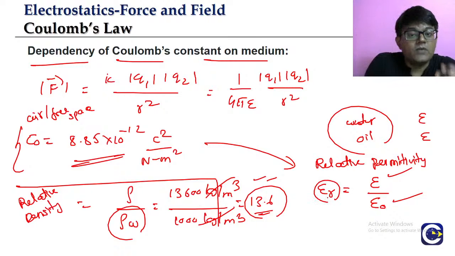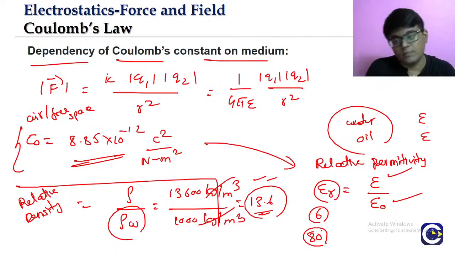These relative permittivity values are going to come as very simple numbers. Like if you talk about mica, the value of this will be close to 6. If you talk about water, the value of this will be close to 80. Like that we'll get some really easy numbers to remember. Okay? So this is the concept of relative permittivity.